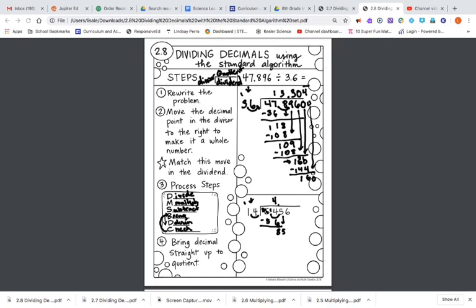And now, since I already have my decimal in my quotient, I don't have to really worry about it. So I'm just going to continue dividing. That's going to be around 6. 6 times 4 is 24. Regroup my 2. 6 times 1 is 6. Plus 2 is 8. Subtract. And then bring down that last 6.